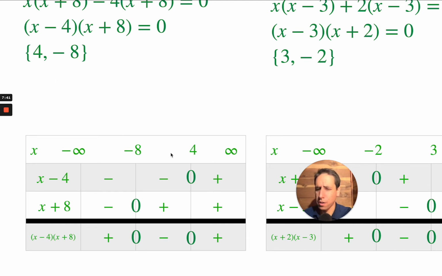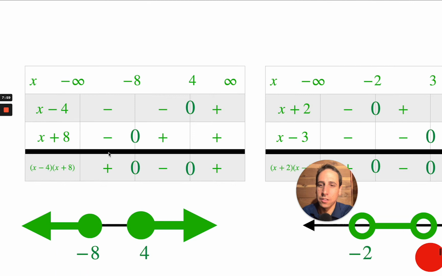You're going to put your solutions here, -8 and 4, and they've got to be in order. The lowest number is -8, and the highest number is 4, because we're basically splitting up the number line into these different regions. We want to examine, should we shade in, I'll show you what it looks like.